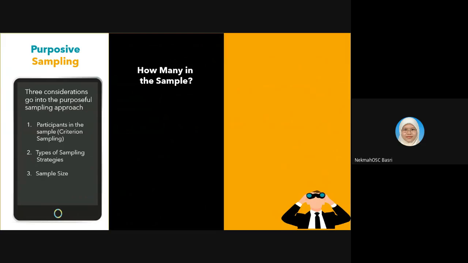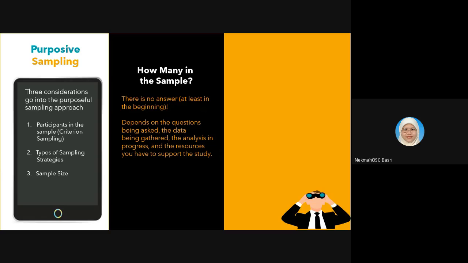How many samples, actually? Actually, there is no answer, at least in the beginning. It depends on the question being asked, the data being gathered, the analysis in progress, and the purpose and resources you have to support the studies. We do sampling until we are saturated or redundant, until a point of saturation or redundancy.